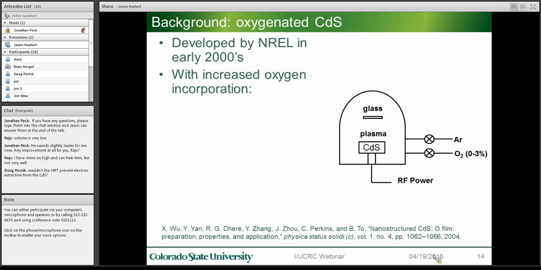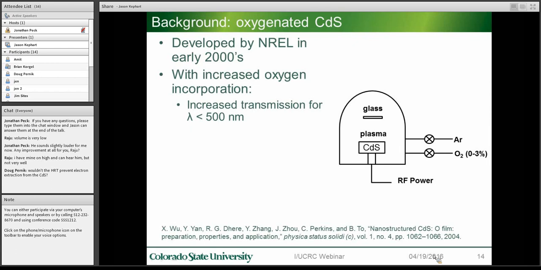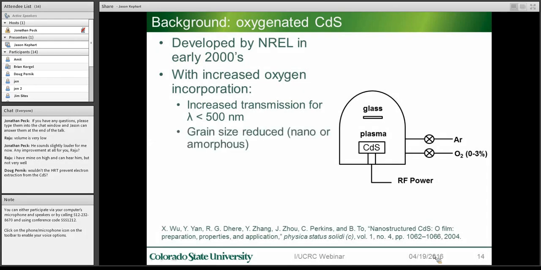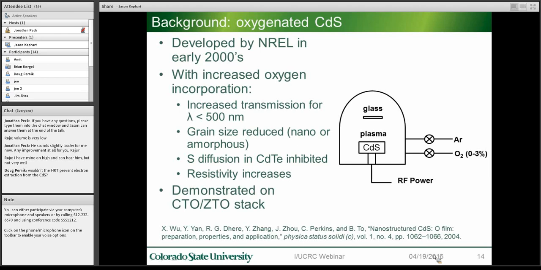When we increase oxygen incorporation in the film, we see increased transmission for wavelengths below 500 nanometers. We also see that the grain size is reduced, so it's a nanocrystalline or amorphous film. Typically there's a sulfur diffusion from the window layer into the cadmium telluride, and this is inhibited. Finally, this layer has higher resistivity with higher oxygen. And NREL only demonstrated this device on a cadmium stannate, zinc stannate, TCO and HRT stack.